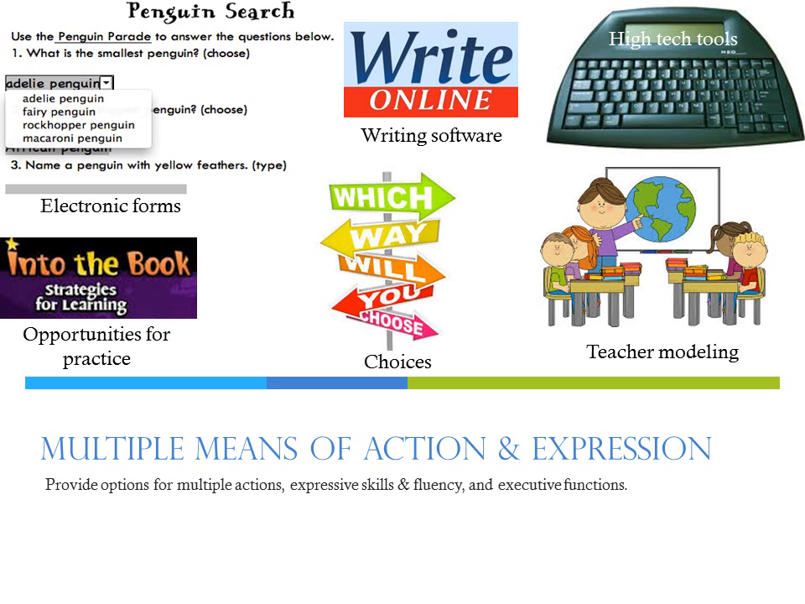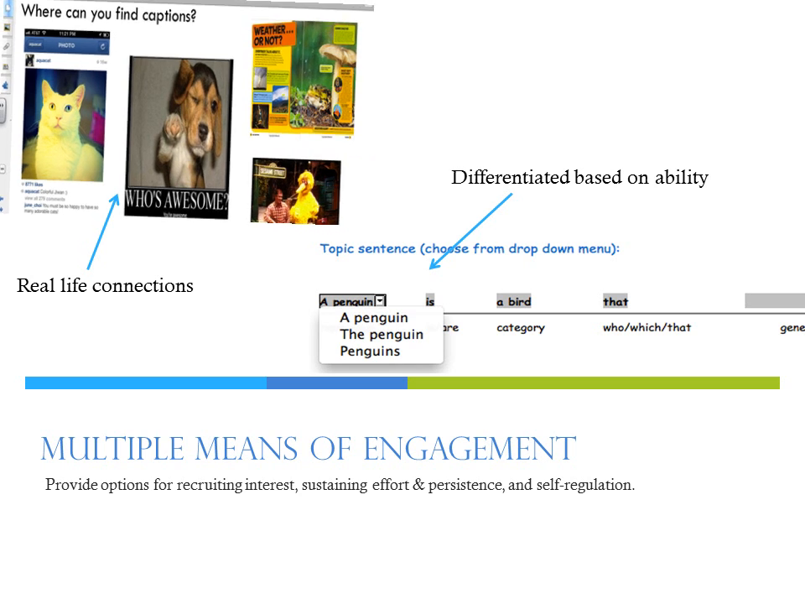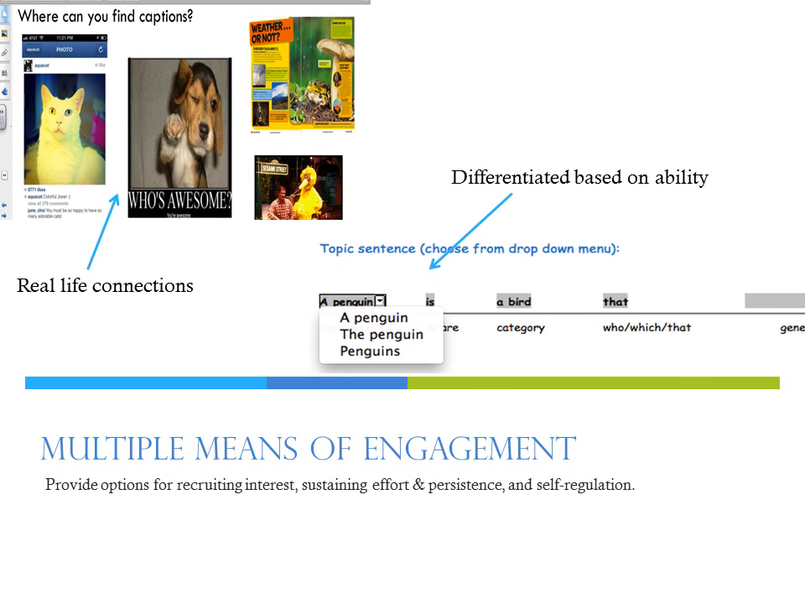Multiple means of action and expression includes providing options for multiple actions, expressive skills and fluency, and executive functions. Some examples from my unit include electronic forms, writing softwares, high-tech tools such as the AlphaSmart, opportunities for practice, choices, and teacher modeling. Multiple means of engagement includes providing options for recruiting interest, sustaining effort, and persistence and self-regulation. Some examples from my unit include making real-life connections and differentiation based on ability.